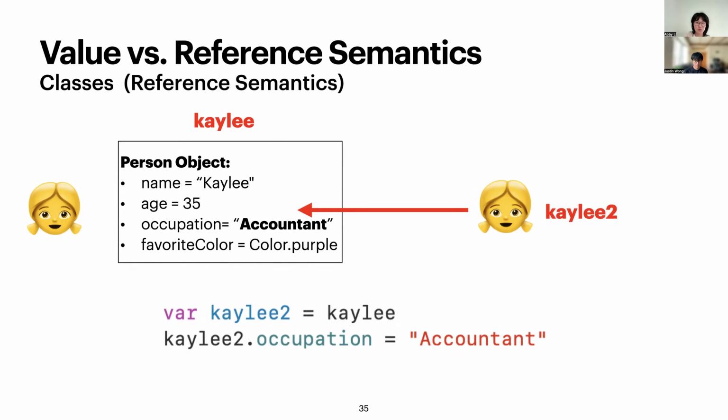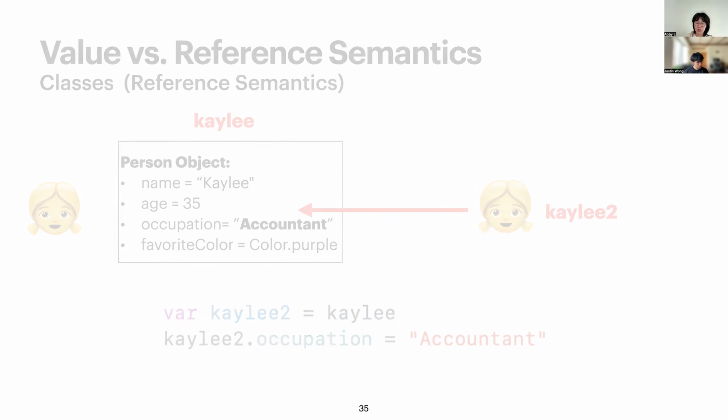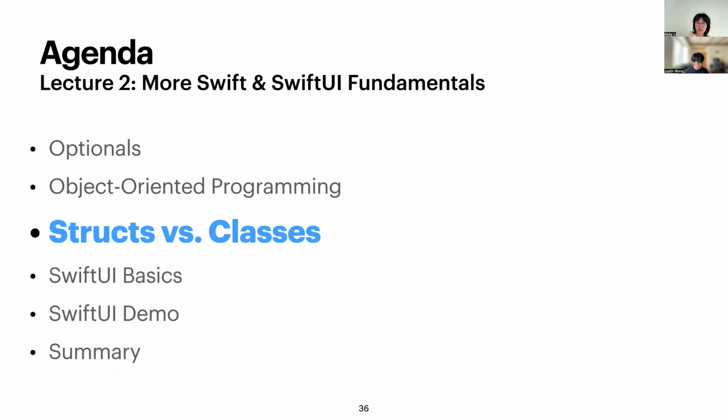It is not because we copy the new value over to both. It's because both names were pointing at the same object all along, and that's really the core difference between structs and classes. And now Justin will introduce SwiftUI basics.